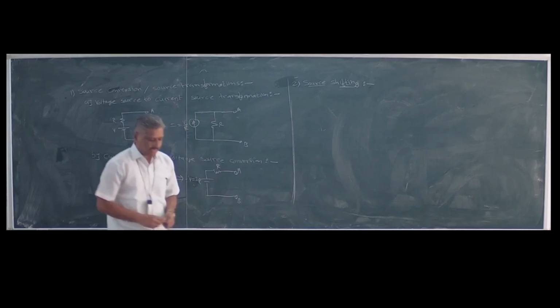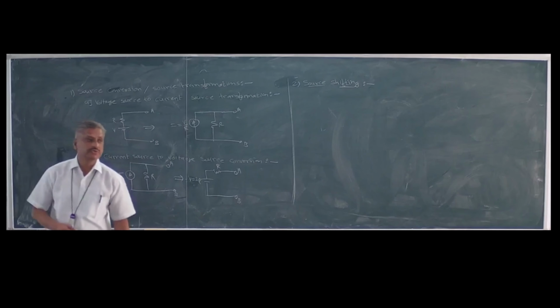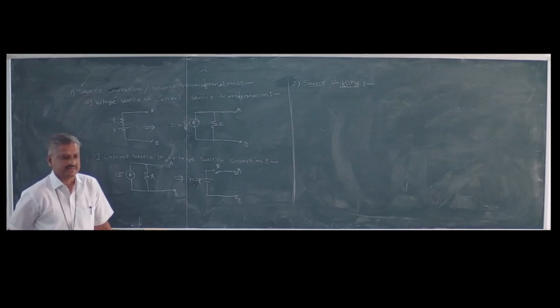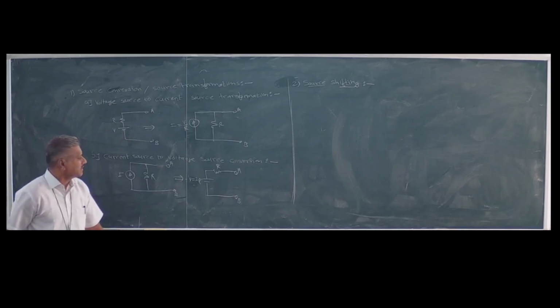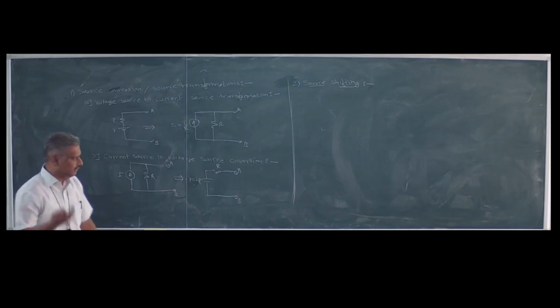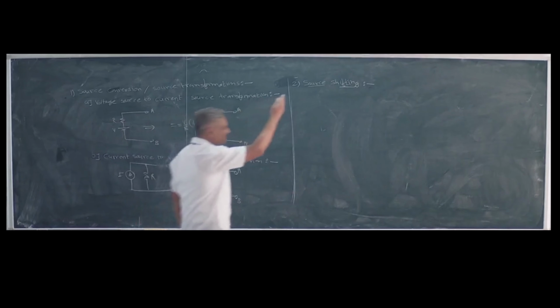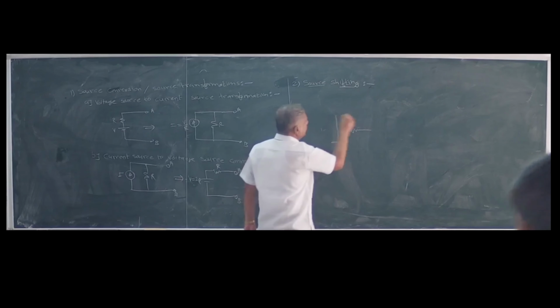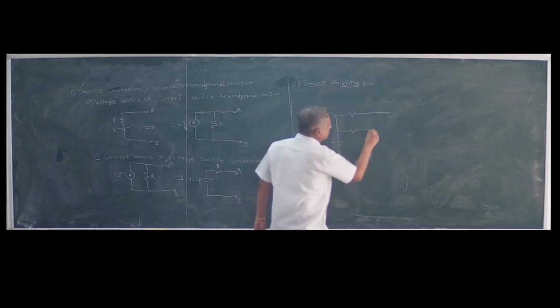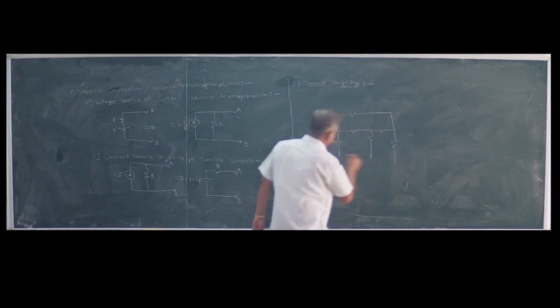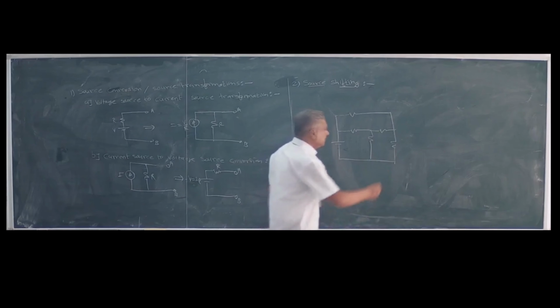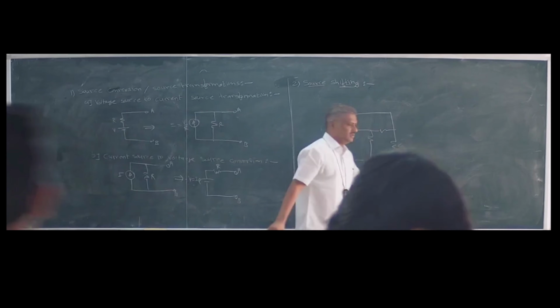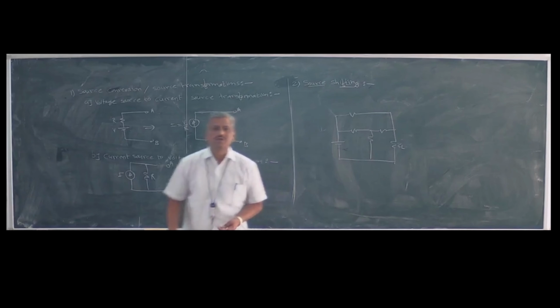Many times we need to use the source shifting technique, because the conversion of the voltage source to the current source is not possible in many cases. I will give one example here. Before going to this topic, I will just discuss a few points. Suppose the given circuit diagram is something like this, and we want to calculate the current in this branch using source conversion.